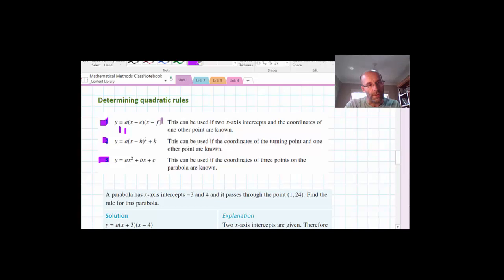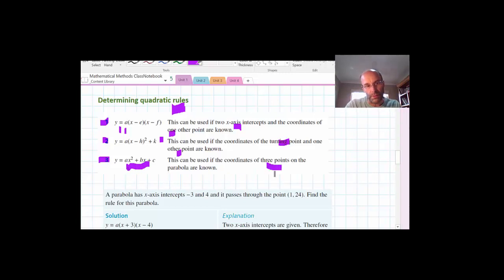So here is something you should take down as a bit of a summary. There's three things. If it's in this form here, number 1, this one is useful if you've got 2 x-intercepts and the coordinate of one other point. So 2 x-intercepts and 1 point is needed, and that can give you the rule for a quadratic. Number 2, you should be very familiar with that one by now. That will give you the equation for a quadratic, provided you have 1 point and you are also given the turning point.